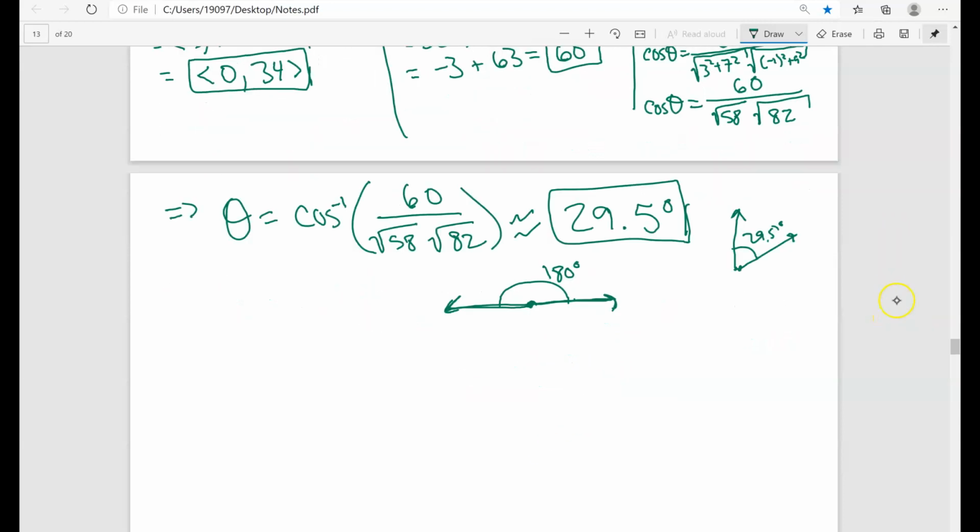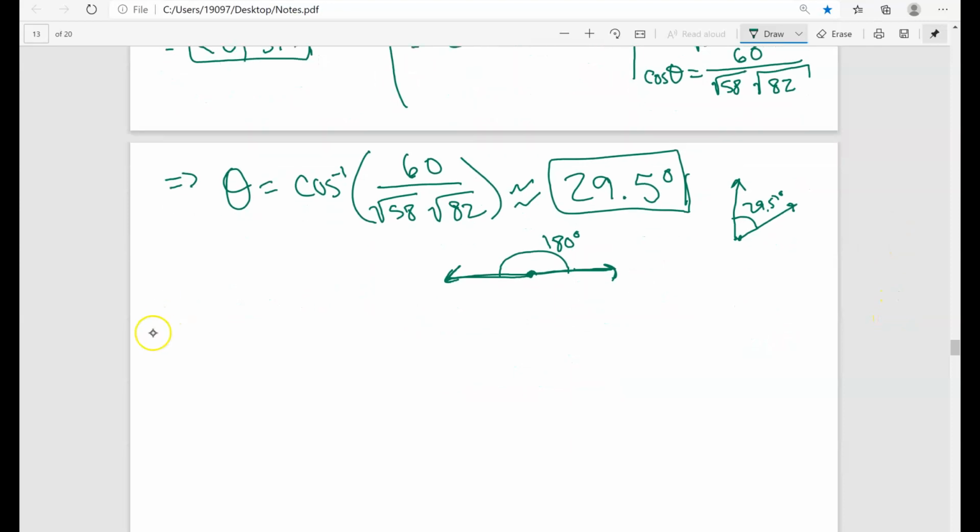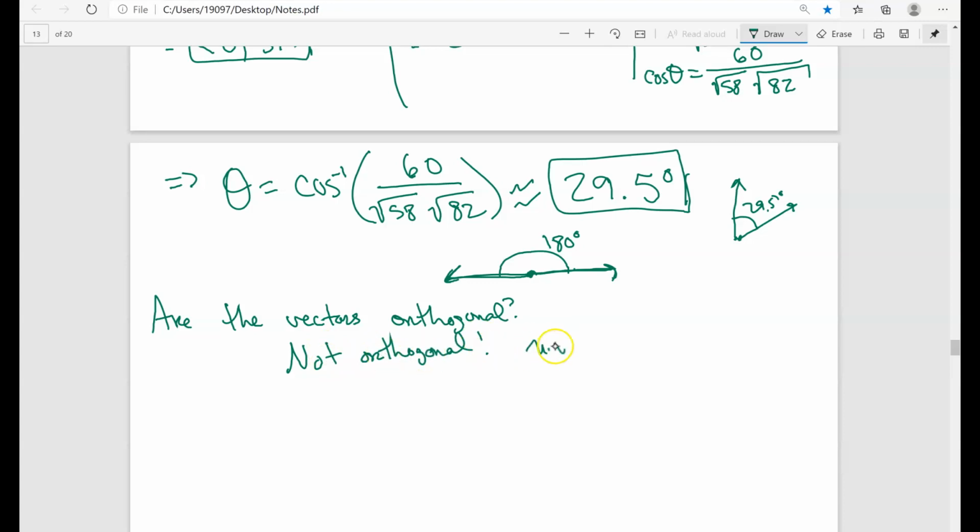Alrighty. Now here's the $1 million question. Are the vectors orthogonal? Okay. So the vectors in this case are not orthogonal. Not orthogonal. And why are they not orthogonal? Because the dot product is not equal to 0.